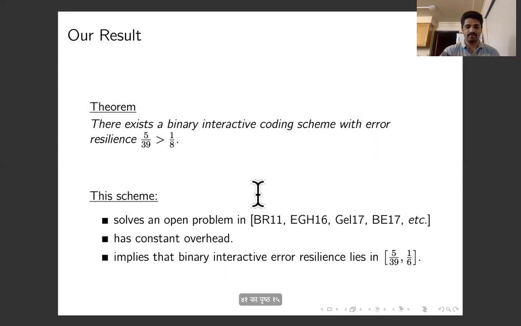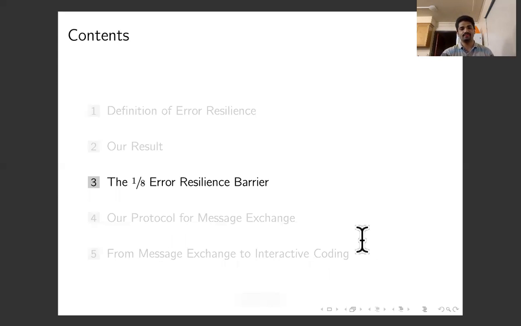And with this work, because the best known upper bound on the error resilience is 1/6, we now know that the threshold for the two-party binary channel lies in the interval 5/39, which is due to this work, and 1/6, which is the best known upper bound. Okay, so this is our main result.